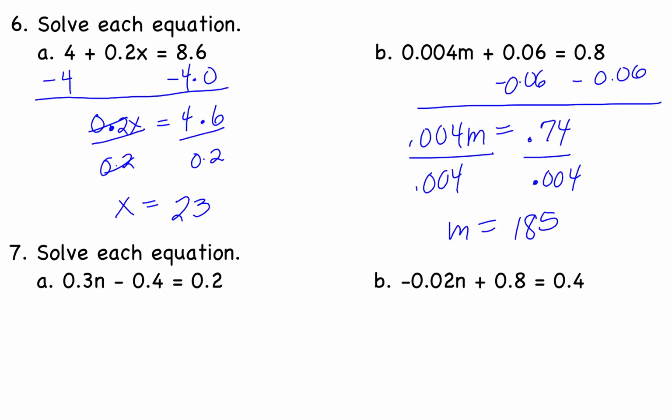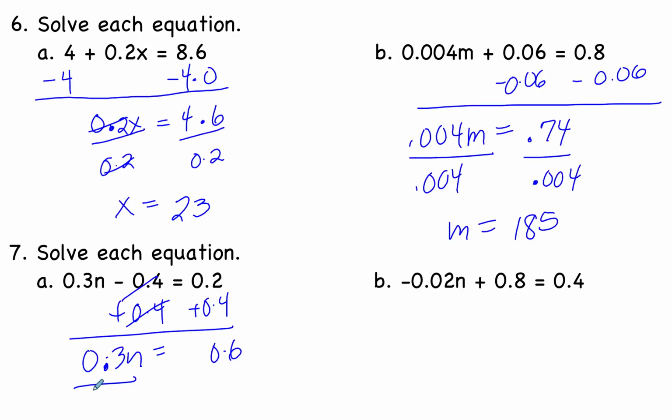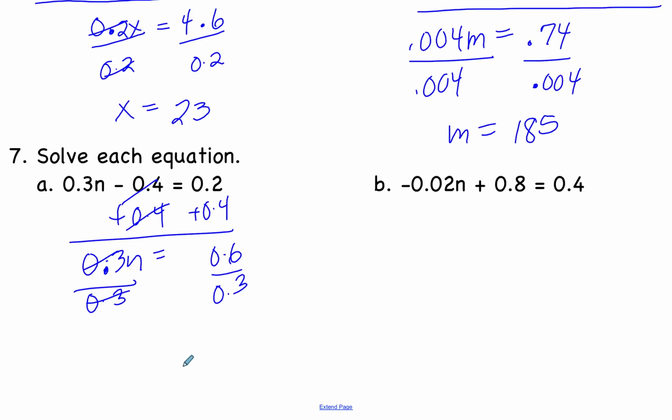All right. Number 7, we're going to add 0.4 to both sides. On the right hand side we get 0.6, the 0.4s cancel out, and 0.3n is equal to that. Get my decimal point in there a little better. So we're going to divide by 0.3 on both sides, so those cancel, and I have n is equal to 0.6 divided by 0.3, and you should get an answer of 2.